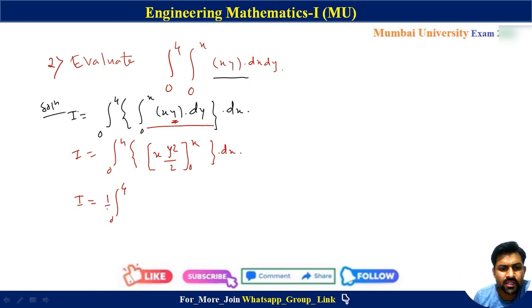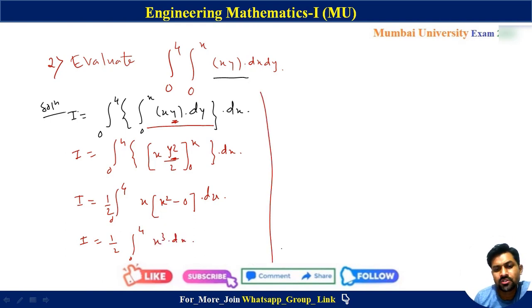Resolve this first. 1 by 2 we can take outside this denominator, and x into, put the upper limit in place of simply y, so it will be x square minus lower limit 0, and it is very clear. We can write this integration as 1 by 2 integration from 0 to 4. This will be simply x raised to power 3 dx. First integration is over. Then second part of this 1 by 2, now apply the integration part. So integration of this x raised to power 3 will be x raised to power 4 divided by 4 and limits from 0 to 4.